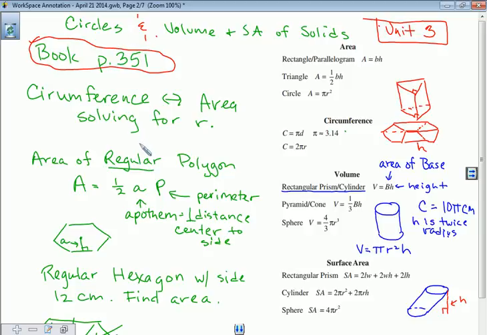Okay, so the big ideas of the first section are on circumference and area of circles. When we're dealing with circles and looking at circumference and area, if you're given one and asked for the other, what those two formulas have in common is the radius. So you would solve for the radius to switch between the two formulas.